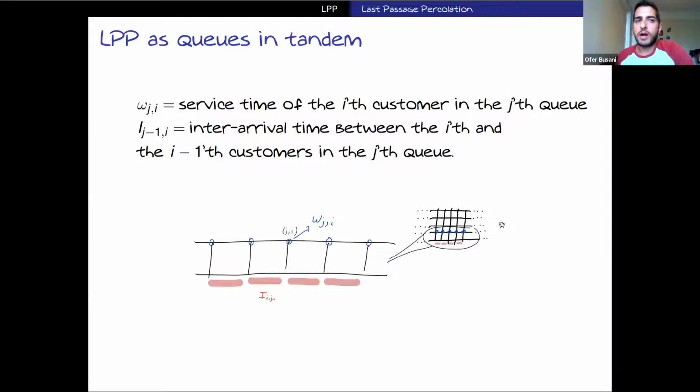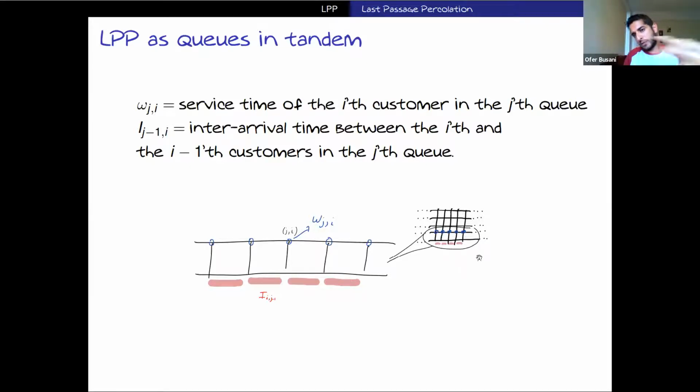Okay, so now what's LPP got to do with all these things about queuing theory? LPP here, you can see, lives on Z square, right? And we said that when you have last passage percolation, in any model, you can assign weights on the edges simply by taking the difference between the traversal times of the two endpoints of the edge, right? So this is here on the right-hand side, and you can see what the last passage percolation is.